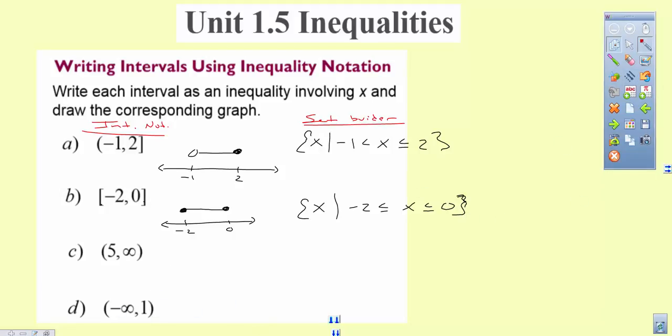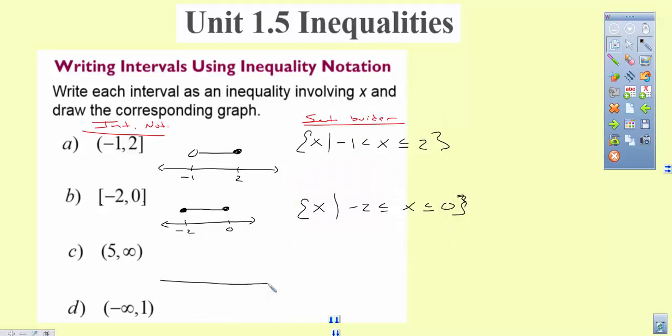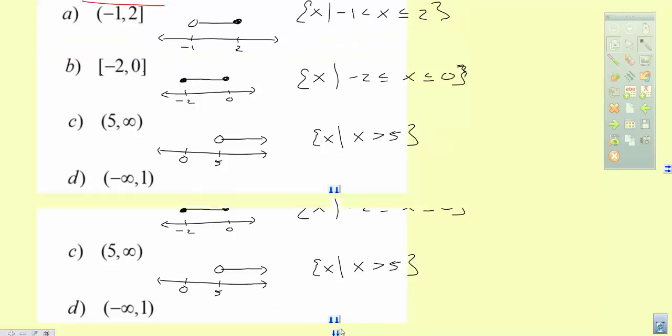Alright, the next one, we draw a number line. We place a 0 if you want, as a landmark. We place our 5. We start at 5 and we go towards infinity. So when we put that into set builder notation, we have all of our x's such that x is greater than 5. So that's what the picture says. It says x greater than 5.